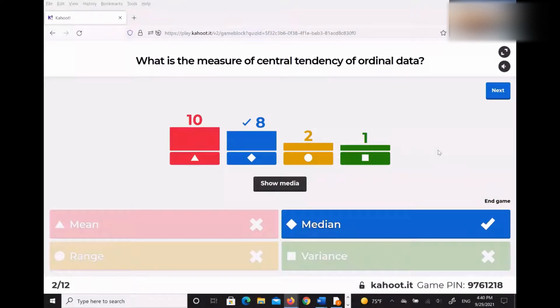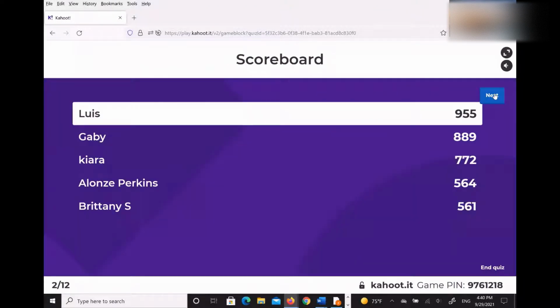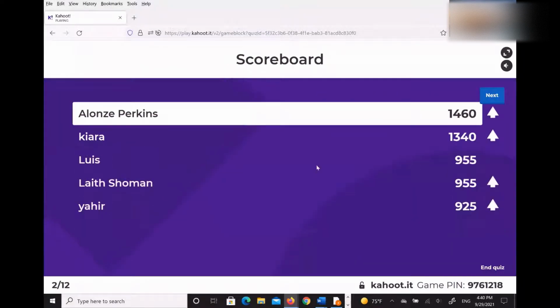All right, let's move on to see the scores. Oh no, Alonso is leading. Kira, Luis, Laith, yeah, here. All right, let's move on to the next one. Number 3.